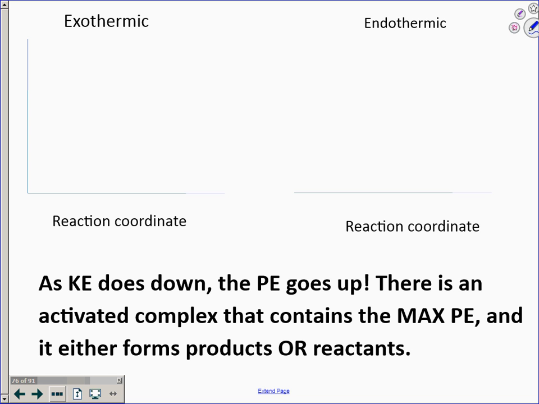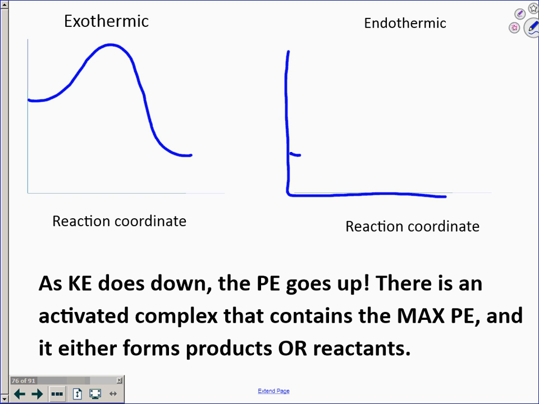So for exo, you're starting high, ending low. For endo, you're starting low and ending high. Okay. Actually first, what are the axes? What's the y-axis? Potential energy, okay. So we can see over the course of a reaction, the molecules themselves are increasing in potential energy, and that's why they peak here.